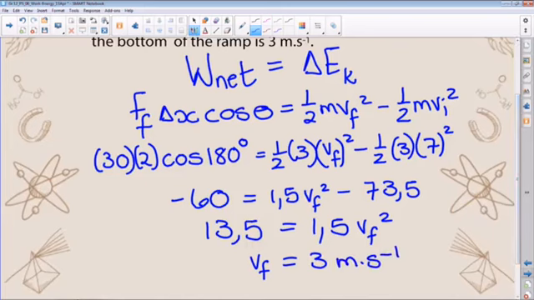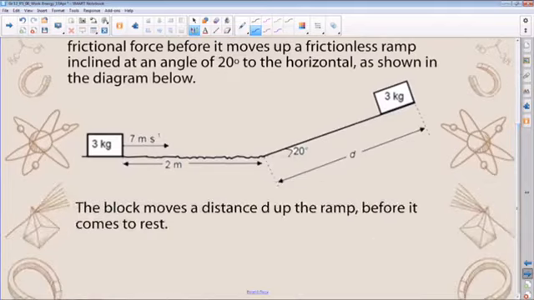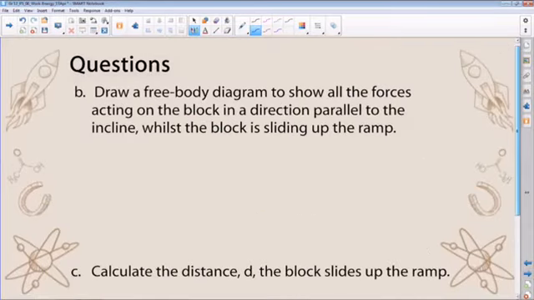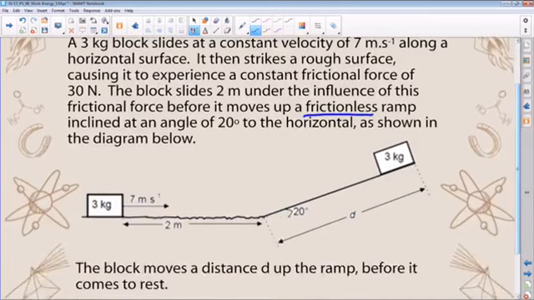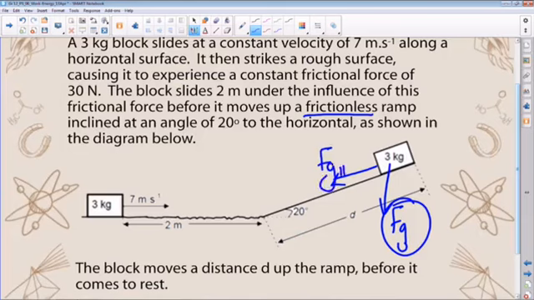Okay, next one. Now they asked you, and they did this one deliberately, to draw a free body diagram to show all the forces acting on the block in a direction parallel to the incline while the block is sliding up the ramp. The block is sliding up the ramp on a frictionless surface. It's going to stop. It has to. The only force acting on this object, which is going to act down, is gravity. And the force acting on it parallel to the incline is my parallel gravitational force.